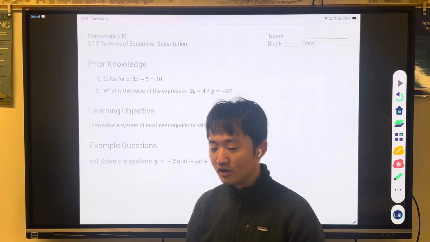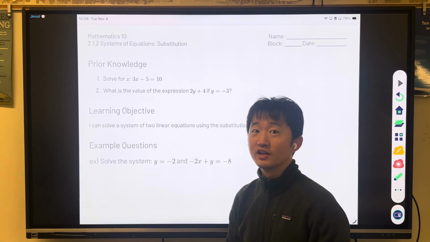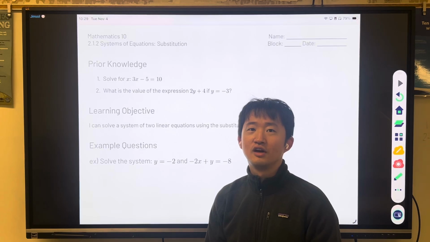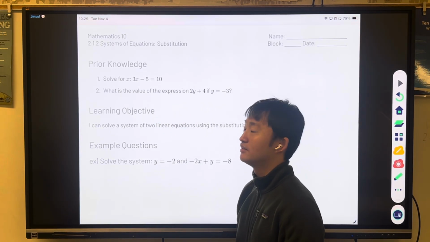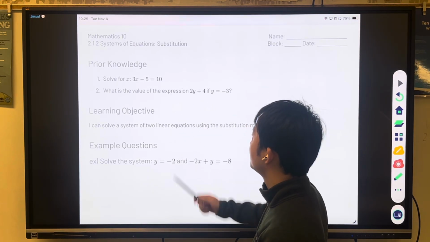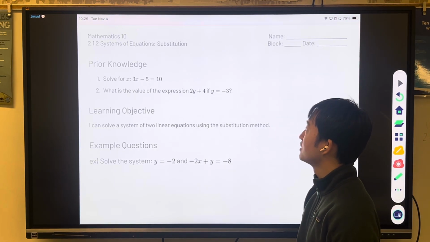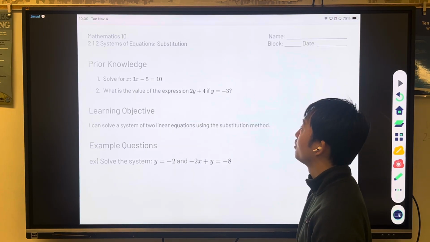So before we get started, there are some important things we need to know about solving linear equations. First thing, you should know how to solve a linear equation: 3x minus 5 equals 10. Hopefully you know how to solve that. And the second thing you need to know how to do is evaluate, find the value of the expression 2y plus 4 if y equals -3.